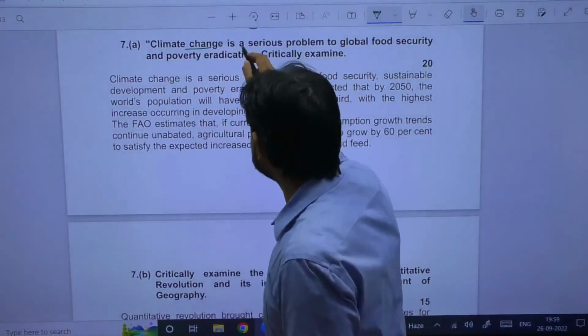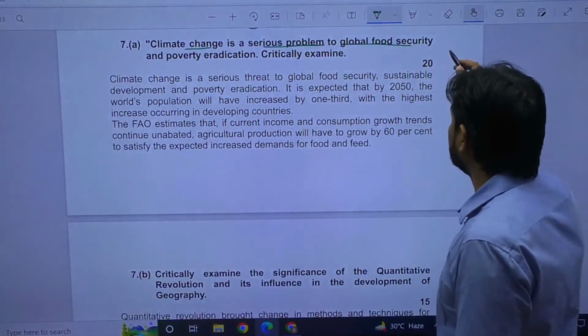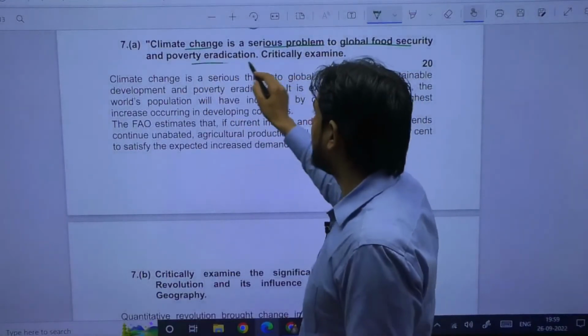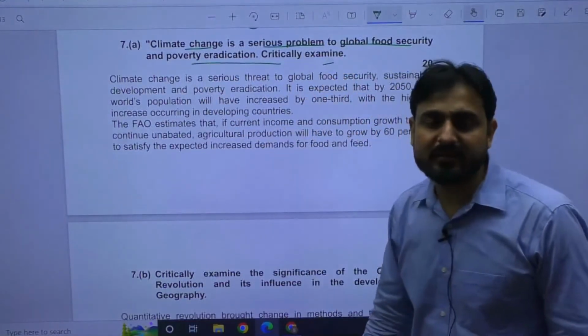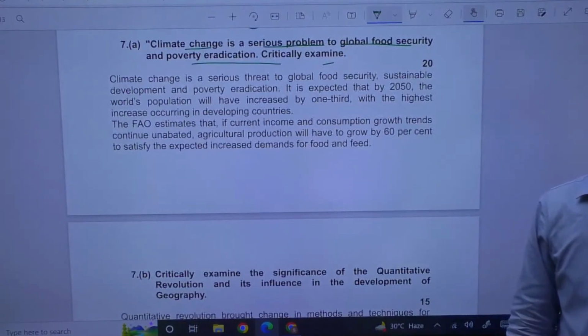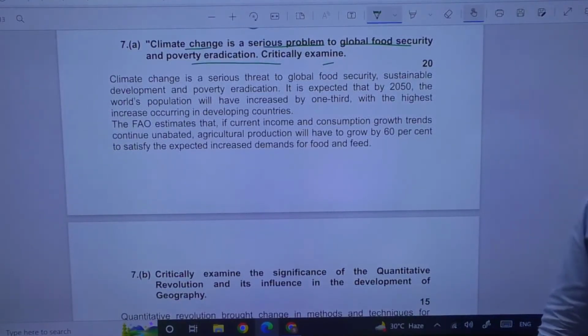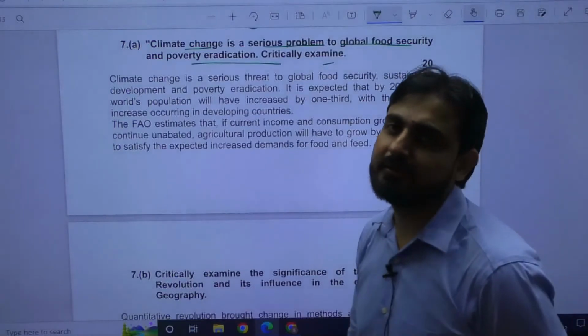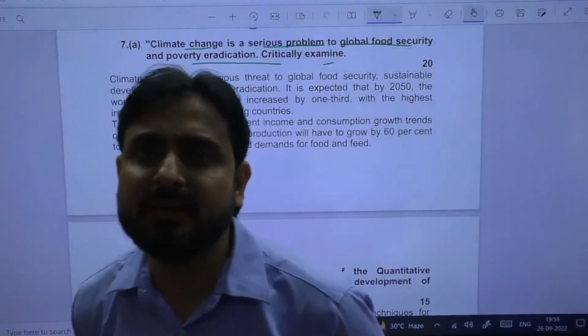Now, climate change is a serious problem for global food security and poverty eradication. You need to critically examine how climate change is a challenge to food security, and such kinds of questions are very common.